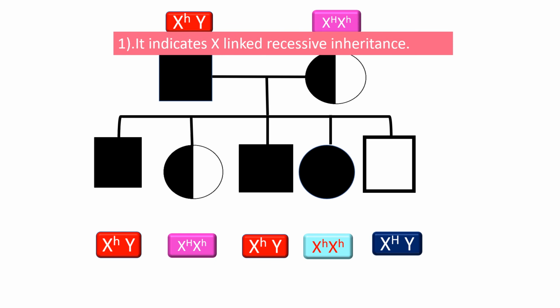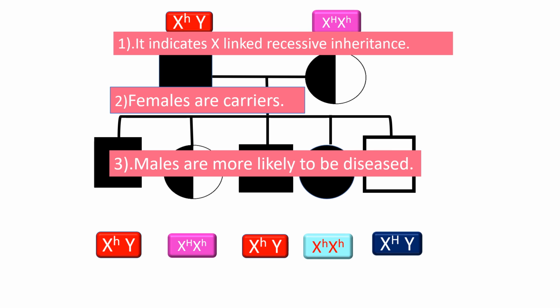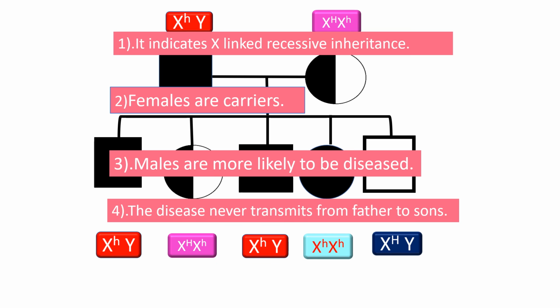The first statement is correct because the disease is likely to be hemophilia, one of the X-linked recessive diseases. The second statement is also correct because females are carriers. The third statement is also correct because males are more likely to be diseased, because only one allele is enough to get the disease, since males have only one X chromosome. The fourth statement is correct because the disease never transmits from father to sons, because sons do not get the X chromosome from the father; instead they get the Y chromosome from the father.